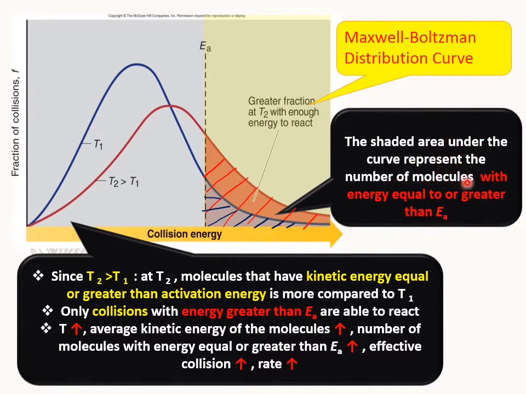Ini yang saya tunjuk tadi. Shaded area under the curve represents the number of molecules with energy equal to or greater than EA. Maksudnya yang lepas daripada EA itulah yang boleh hasilkan produk. Molekul yang sebelum EA tu dia tak ada cukup tenaga untuk hasilkan produk.